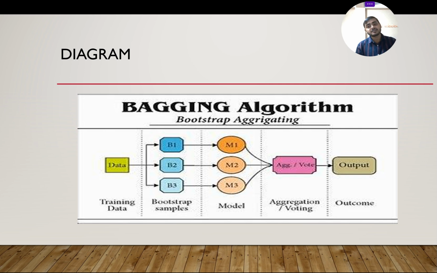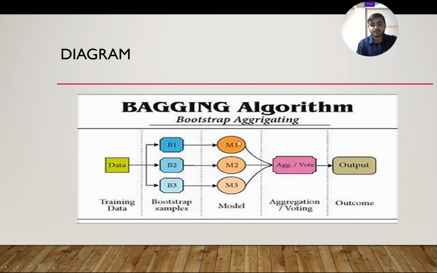The different algorithm we can use, or maybe the same algorithm we can use: M1 equal to decision tree, M2 equal to decision tree, M3 equal to decision tree. We can use the same algorithm also. In that case, this is actually called a random forest, right? After that, this comes under the bootstrapping part. After that, we get the result.